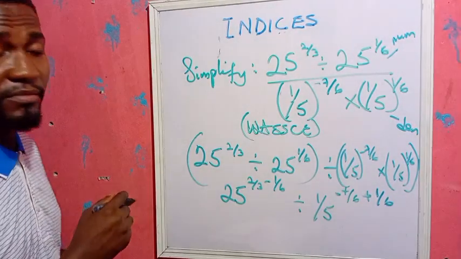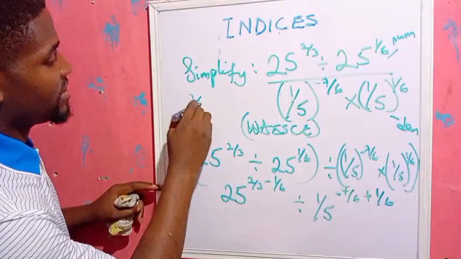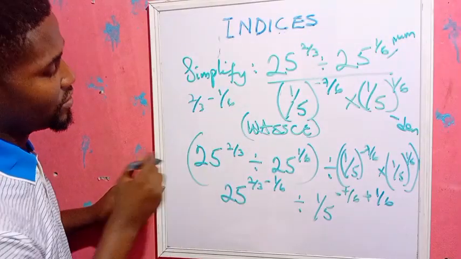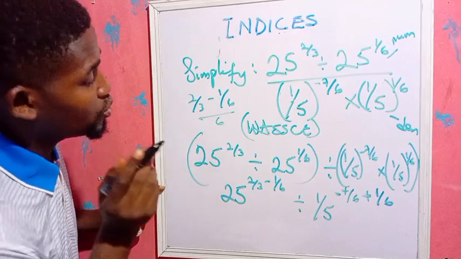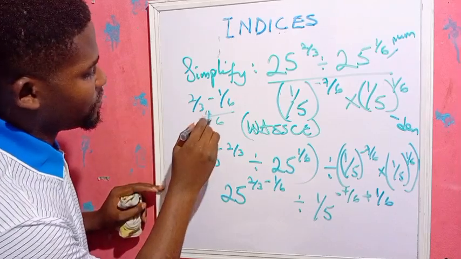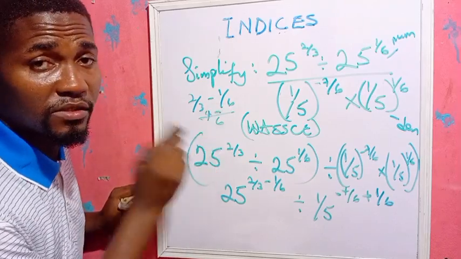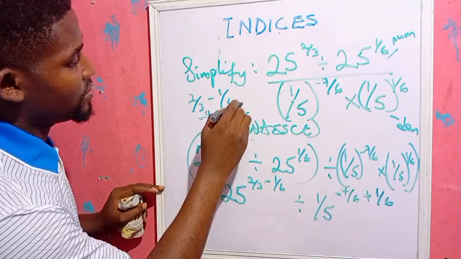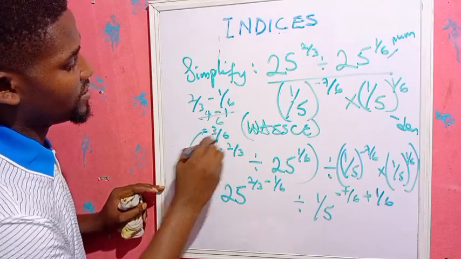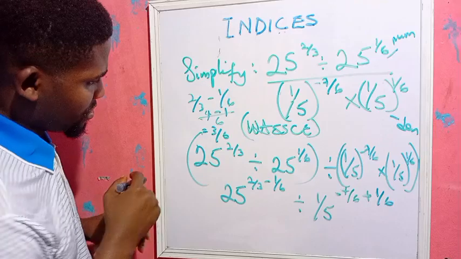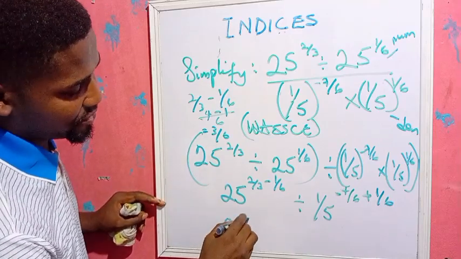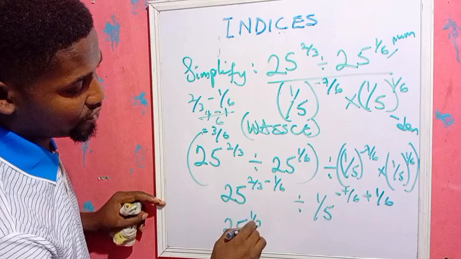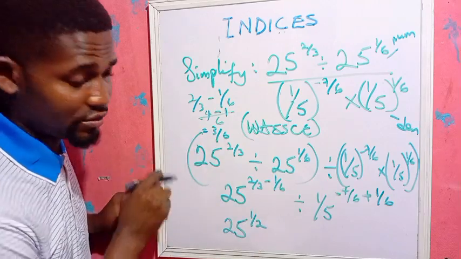Now 2 over 3 minus 1 over 6. Let's try to get that first. For 2 over 3, the LCM is 6 here. 3 into 6 is 2, 2 times 2 is 4. Minus, 6 into 6 is 1, 1 times 1 is 1. So this is 3 over 6. 3 over 6 is 1 over 2. I hope you understand. So that becomes 25 raised to the power 1 over 2.